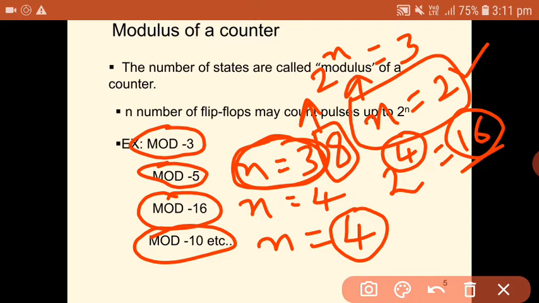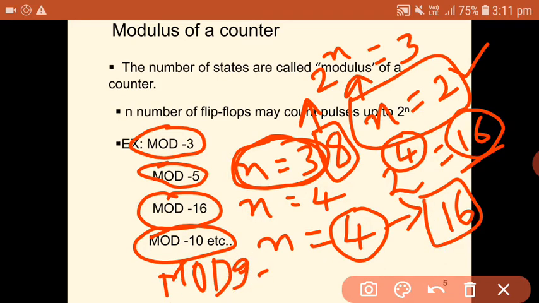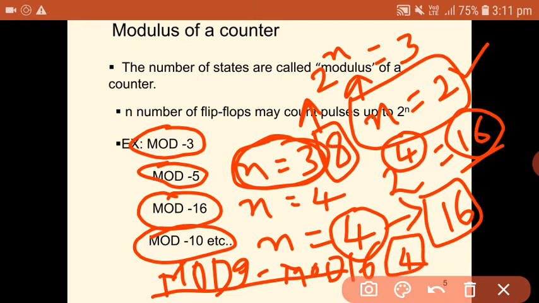But by using 4 flip-flops, what is the maximum number of clock pulses counted? It will be 16. So from mod 9 to mod 16, you can have 4 flip-flops. For constructing counters from mod 9 to mod 16, that is mod 9, mod 10, mod 11, 12, 13, 14, 15, 16, you need 4 flip-flops.